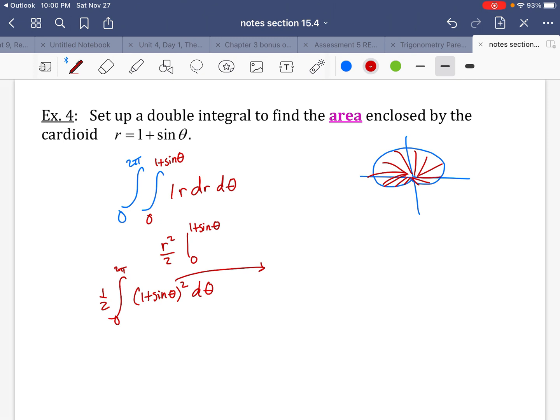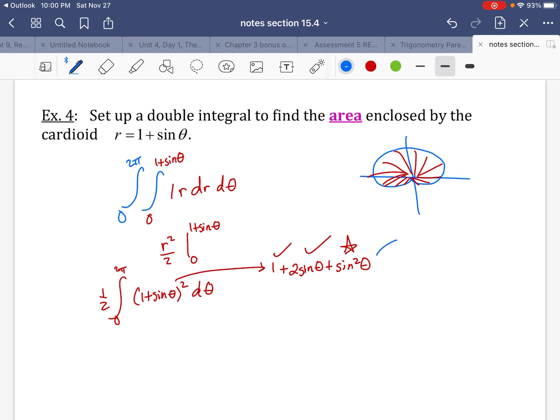Remember, when I square that out, I get 1 squared is 1. Then I can multiply these 2 things together for my center, so it would be plus 2 sine theta. And then the last part is plus sine squared. Now, I can integrate 1. I can integrate 2 sine theta. It's this guy right here I'm going to have some trouble with.